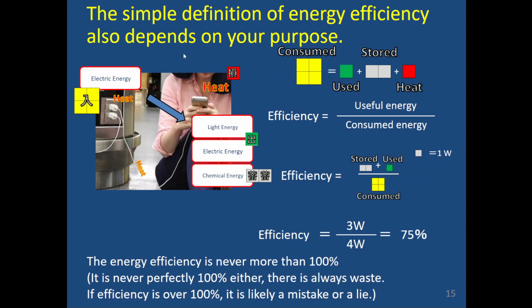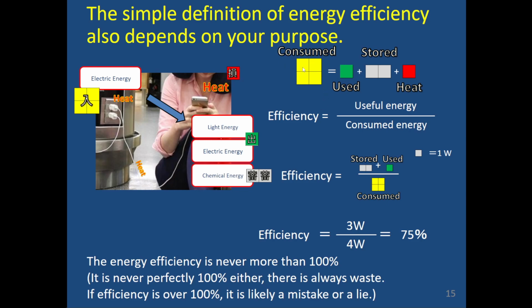So the simple definition of energy efficiency also depends on the purpose. Let's look at an example of charging a smartphone while you are using it. Let's say from the electric outlet, we're getting 1, 2, 3, 4 units of electricity. And while you're using it, for the light for the screen and electric energy for the chips, you're using 1 unit of energy out. And the battery is charging. Let's say 2 units of energy are charging the battery. And it becomes a little bit warm, so maybe 1 unit of energy becomes heat.